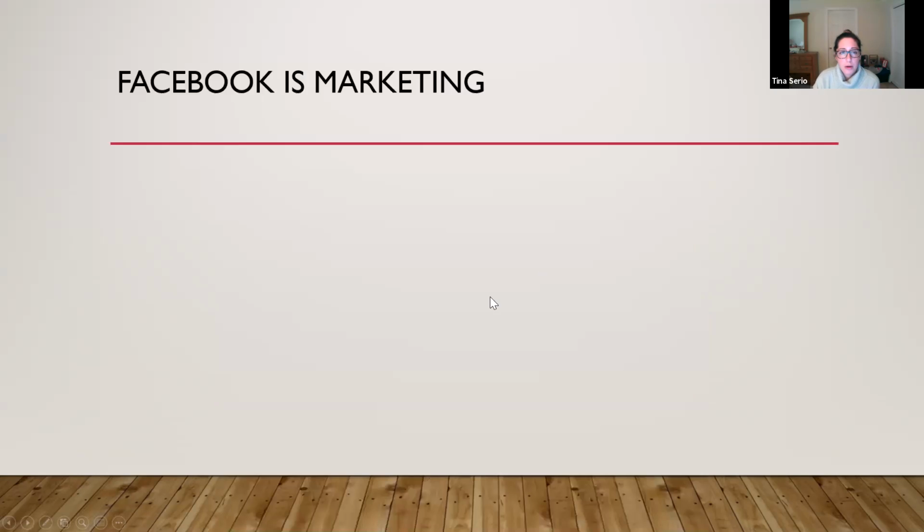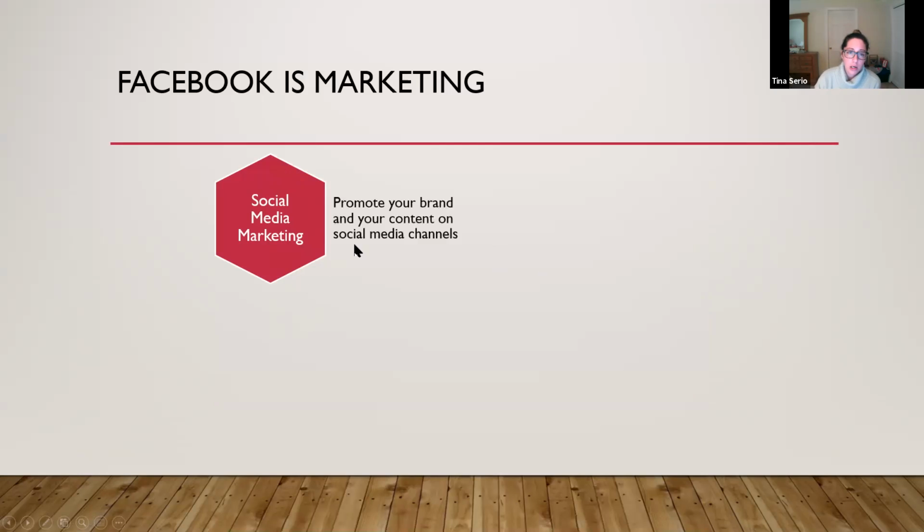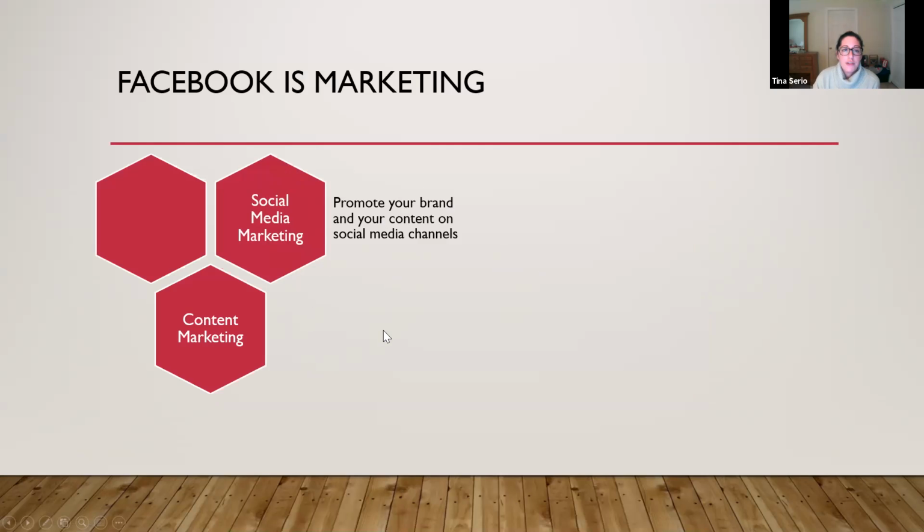So let's talk a little bit more about Facebook and how Facebook is marketing, and marketing is Facebook. So Facebook is part of what we call social media marketing. So this is promoting your brand and your content on social media channels. Facebook also has an element of content marketing. So with content marketing, you're creating and promoting your content assets. Content could be a blog post that you post on Facebook. Content could also be an infographic that you create.